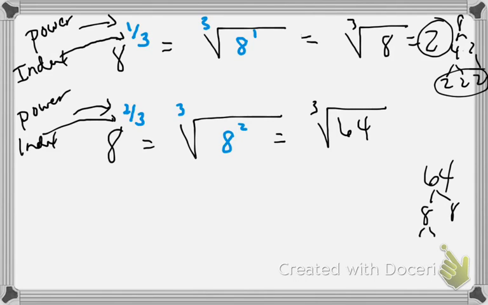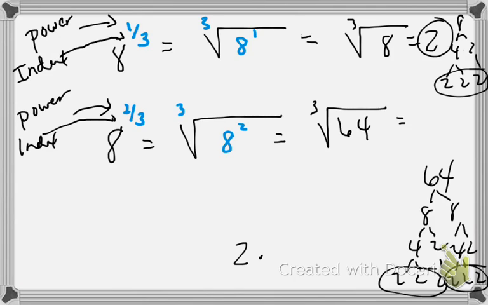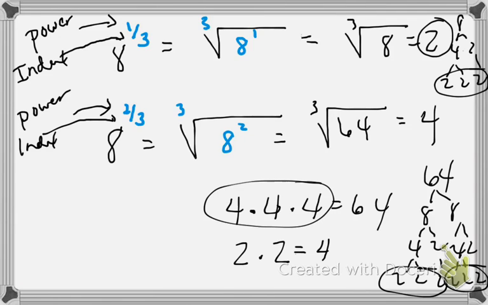8, 8, 4, 2, 4, 2, 2, 2, 2, 2, 2, and I want groups of 3, so I got 1 there and 1 there. So that's a group of 2 and another group of 2, which, think about it, one group of 2 times another group of 2 together equal 4. So the cube root of 64 is 4. Otherwise what we're saying is 4 times 4 times 4 is going to equal 64. There are 3 of them, and that's my answer.